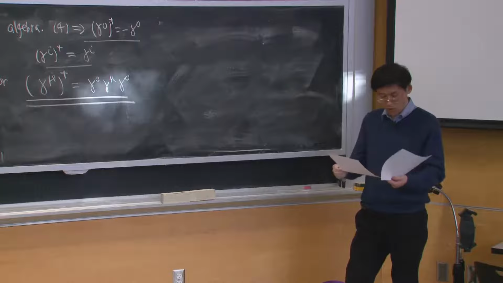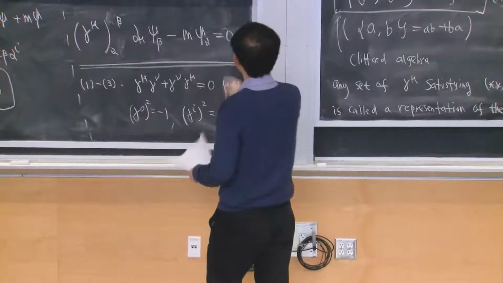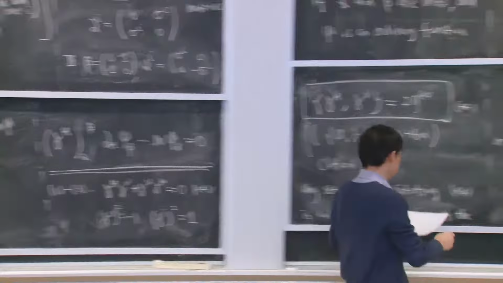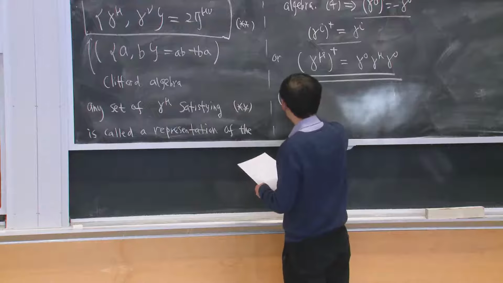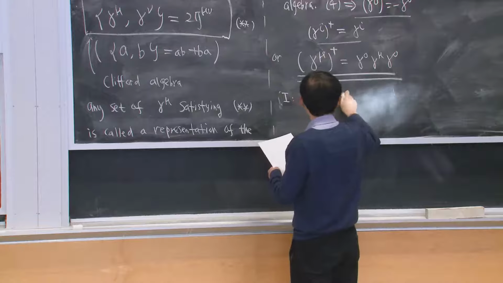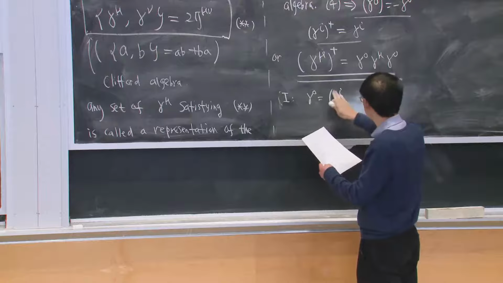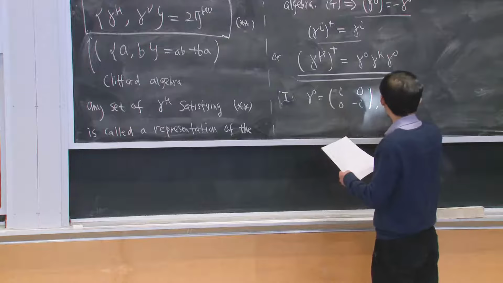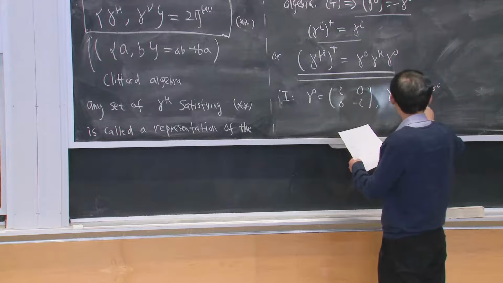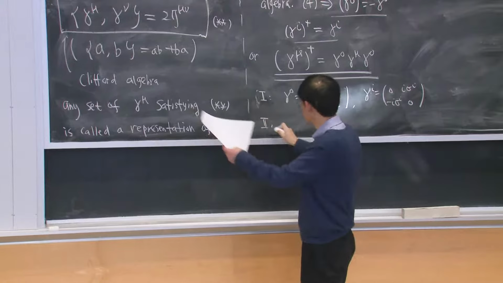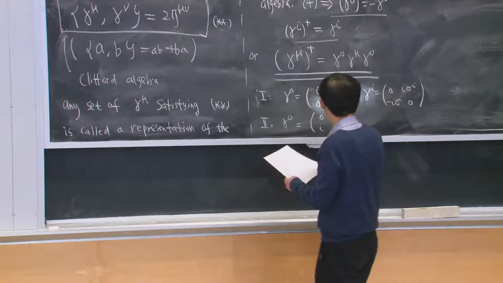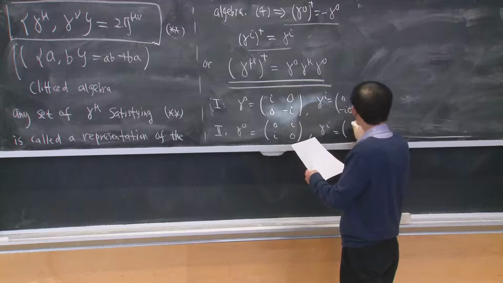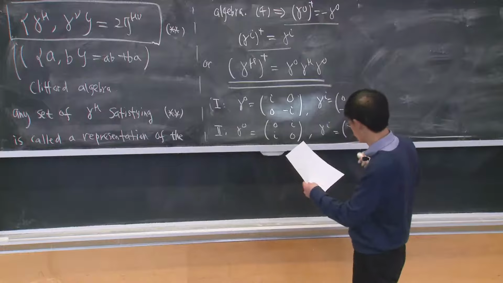Good. And then we can write down explicit solutions for those gamma. So that's two representations. From those solutions of beta and alpha, we can write down different solutions of gamma. So for example, for the first one, corresponding to gamma 0, you get minus i times the 2 by 2 matrix, or i, 0, 0, minus i, okay? And gamma i is equal to 0, i sigma i, minus i sigma i, 0. And the second solution corresponds to gamma 0 equal to 0, i, i, 0, and then gamma i equal to 0, minus i sigma i, i sigma i, 0. Okay.